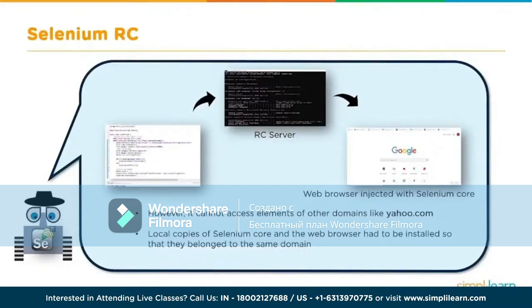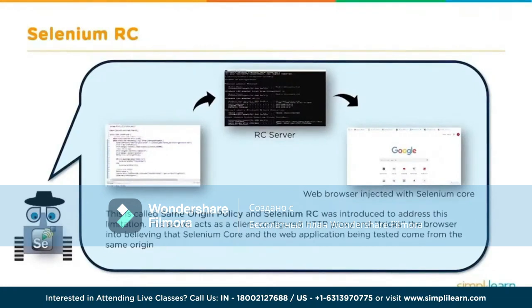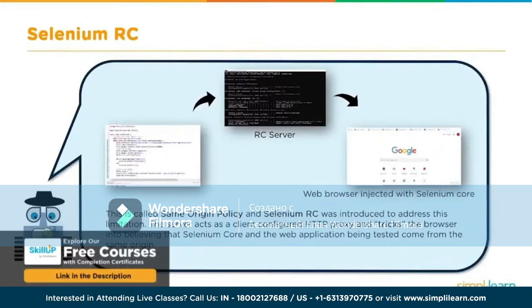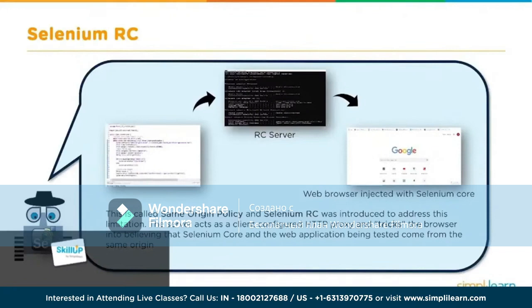Now to overcome that, the testers had to install the Selenium Core and the web server which contained the web application under test on the same machine. And imagine if you have to do this for every machine which is under test. This is not going to be feasible or even effective all the time. And this issue is called the same origin policy. Now what the same origin policy says is that it prohibits a JavaScript from accessing elements or interacting with scripts from a domain different from where it is launched. And this is purely a security measure.